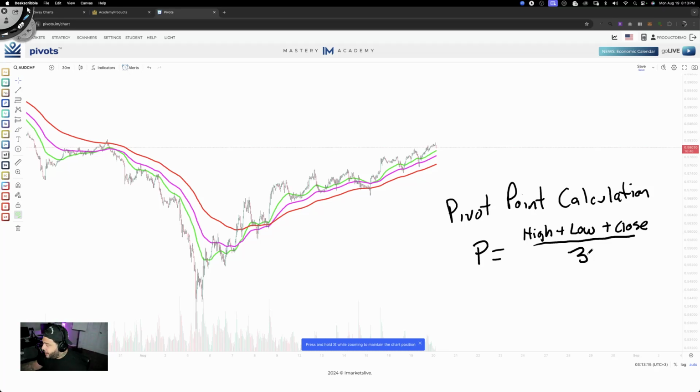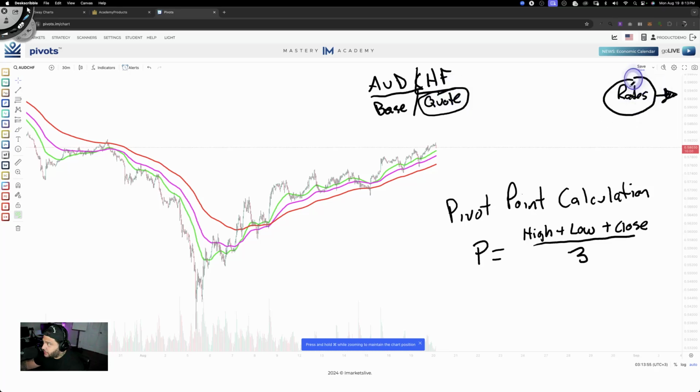It's very simple. You have all of the exchange rates right over here on the right side. Okay, so these are the rates. This is based on the quote currency. So in this case, AUD, CHF, okay, we're getting all the quotes from the quote currency. That's this right here, all right? So this is the quote currency. All right, and this is the base. We're going by the quote currency right over here.